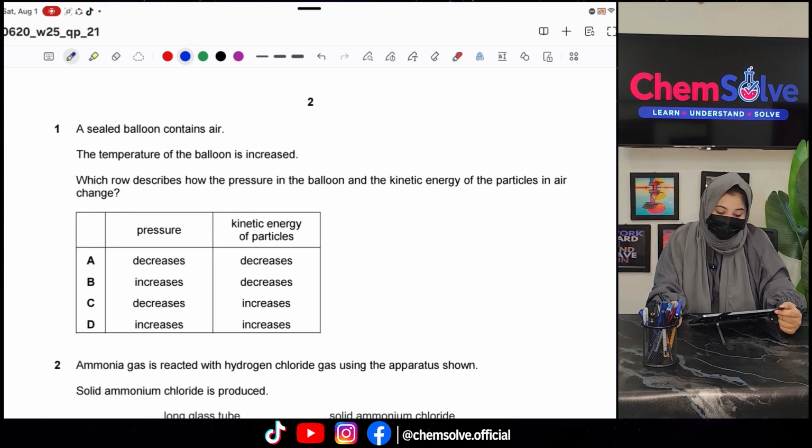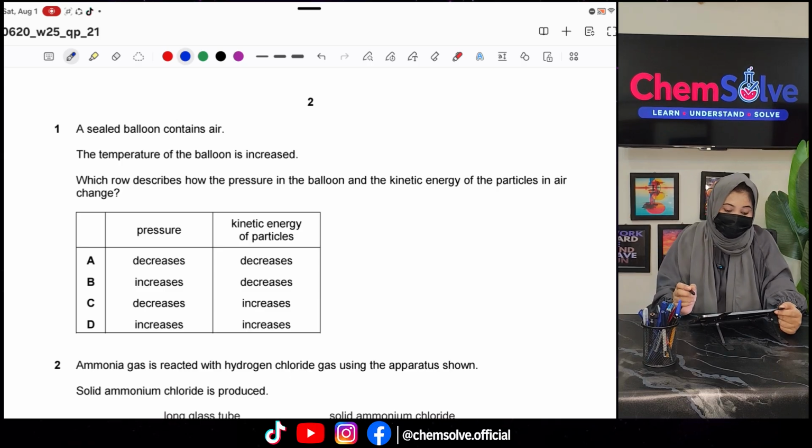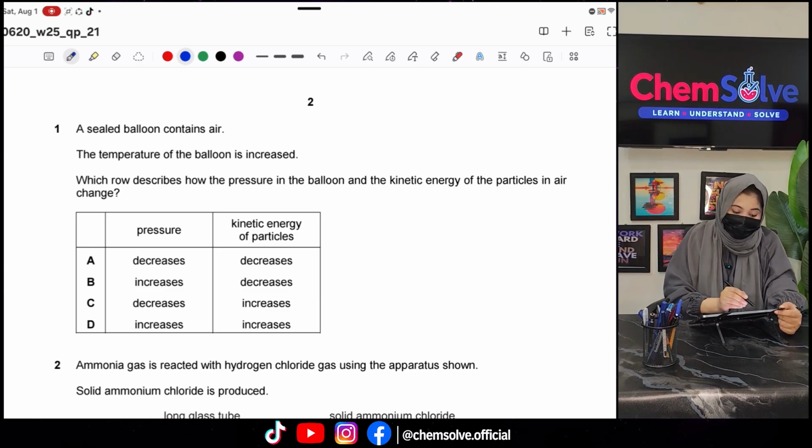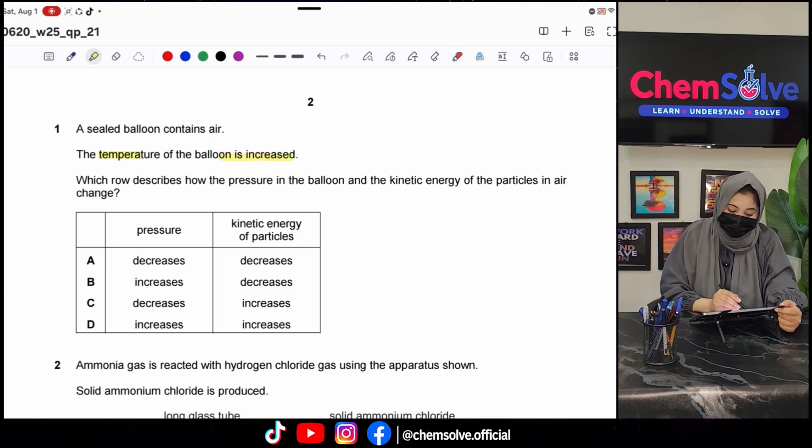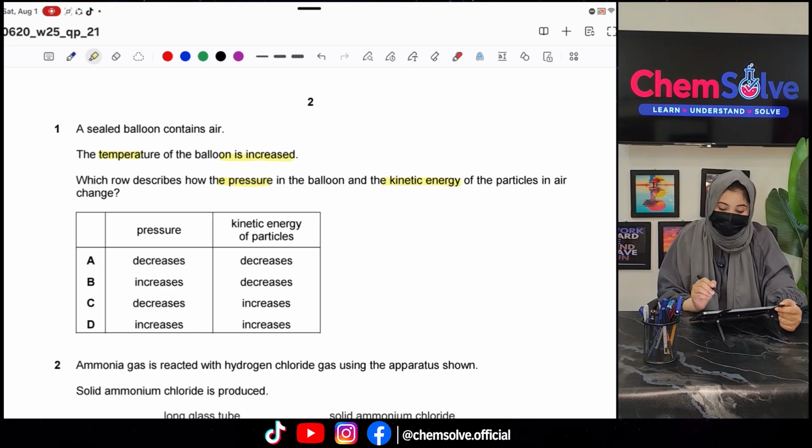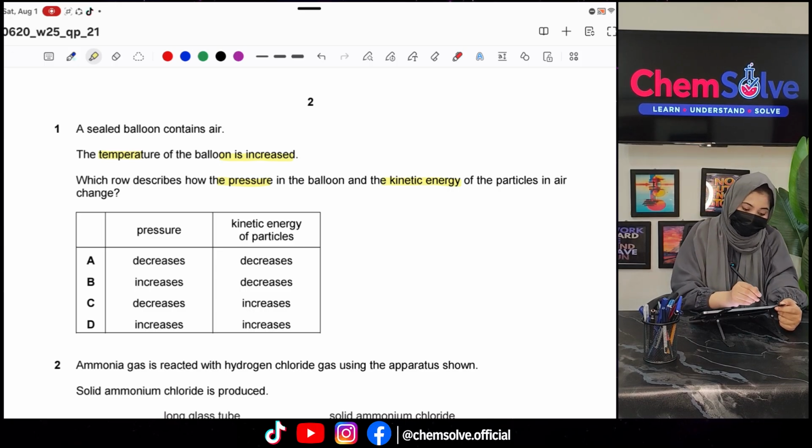Okay, so question number 1 says, a sealed balloon contains air. The temperature of the balloon is increased. Which row describes how the pressure in the balloon and the kinetic energy of the particles in the air change? So let's see what the relationship of temperature is with pressure and kinetic energy.